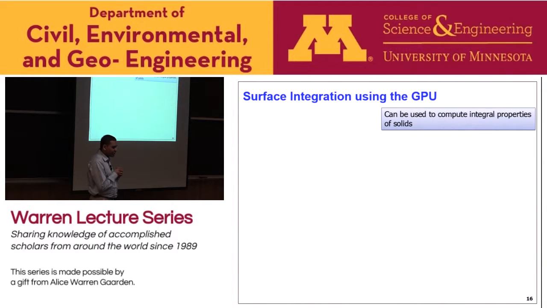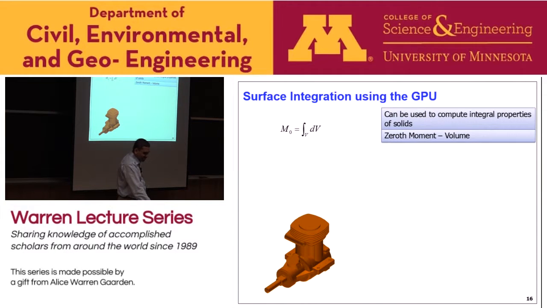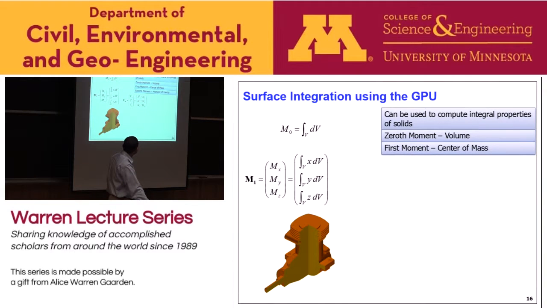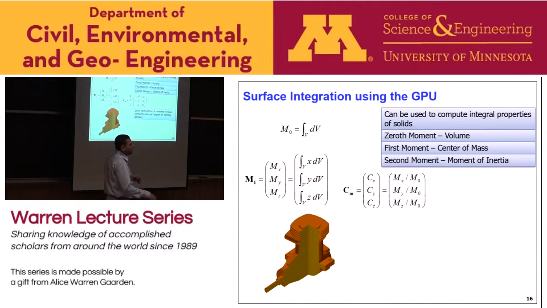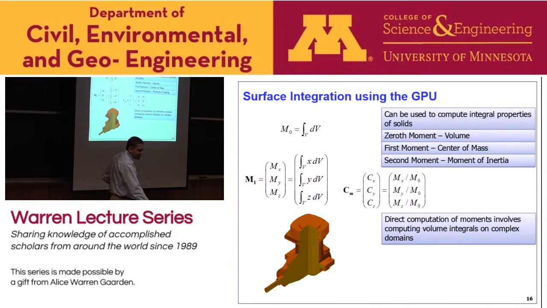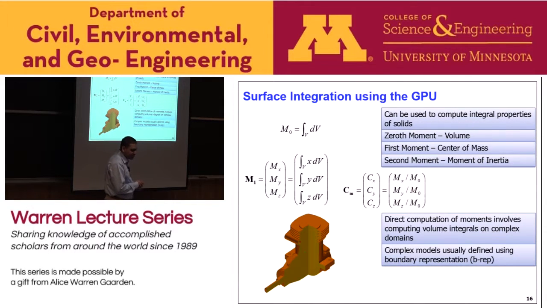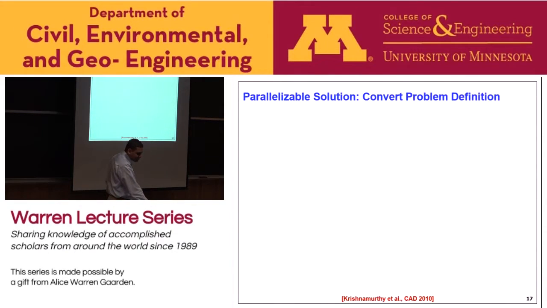integration on the GPU. The main idea behind that is, if you want to have volumes of solid objects, you want to be able to compute the surface integrals of these objects, which are made up of spline surfaces. The main application area for this is basically doing volume computations and center of mass computations in real time. What we essentially do is convert these volume integrals into surface integrals, and then perform the surface integration on the GPU.